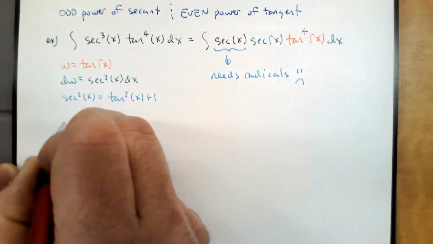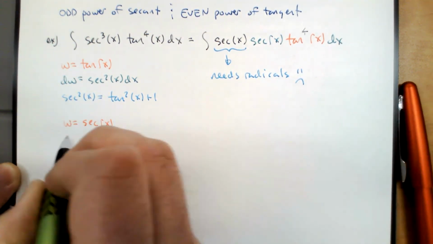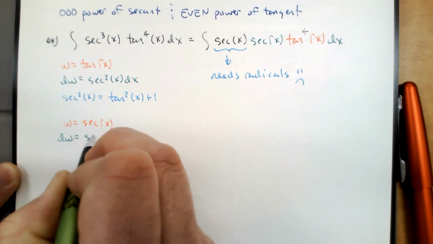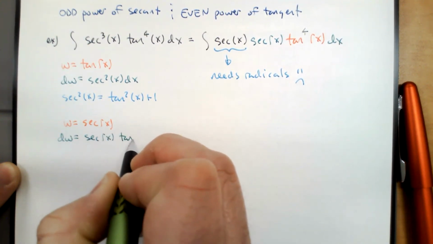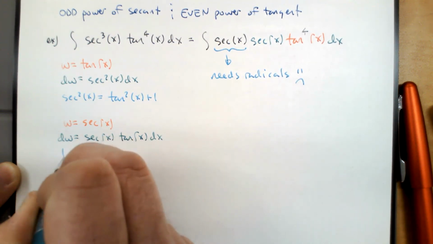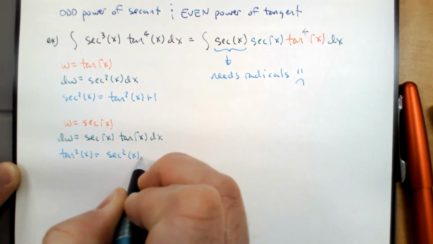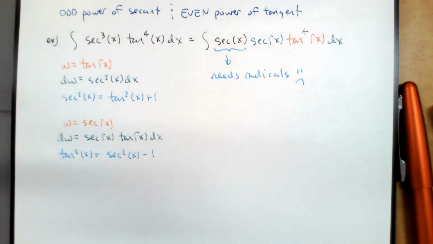So if I try the substitution W equals secant X, then dW is secant X tangent X dX. And any tangents will be replaced with the secant squared X minus 1. It's okay if we're making the substitution W equals secant, it doesn't really matter what powers of secant we have, they can all just become W's. So throwing in more secants down here, that just makes more W, that's fine.